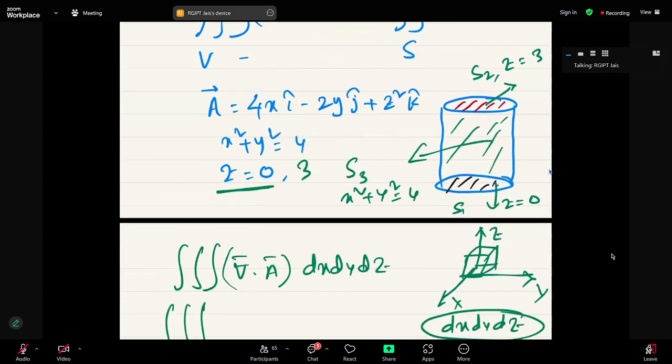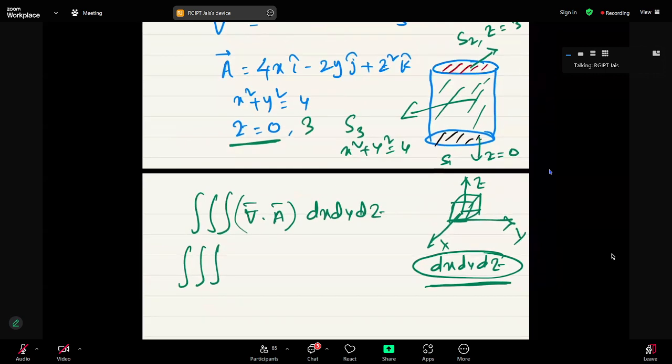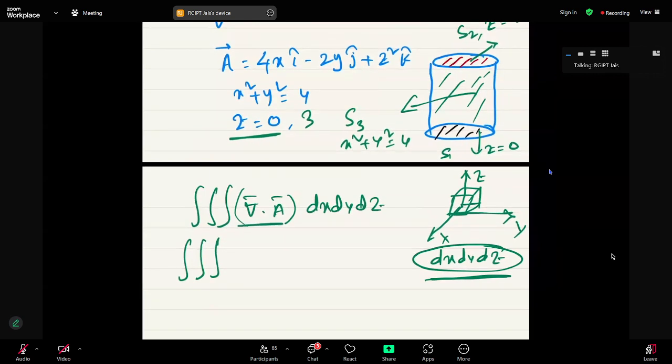What will be the value of divergence of A in this case? Can you quickly tell? Divergence of this quantity will be how much? It will be del x of 4x, right? So 4, minus del y of 2y, so that will be 2, plus 2z. So this will be 4 minus 2, which is basically 2. So this is 2 plus 2z dx dy dz.